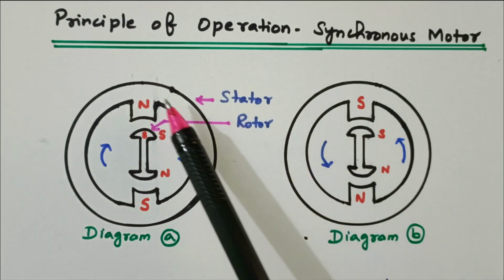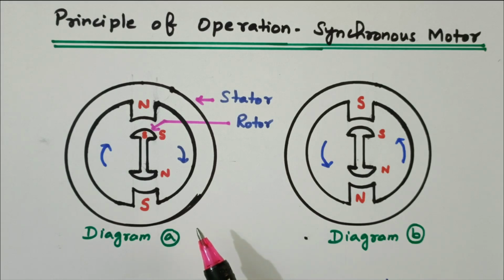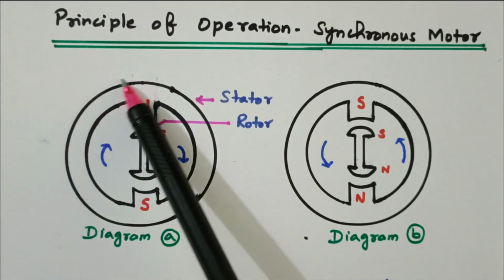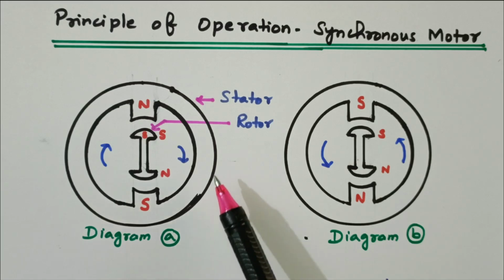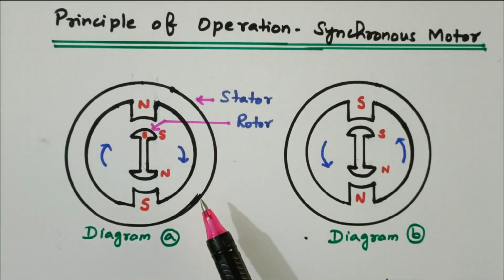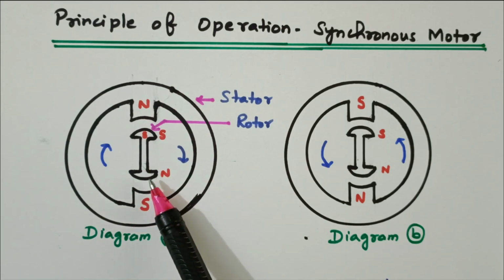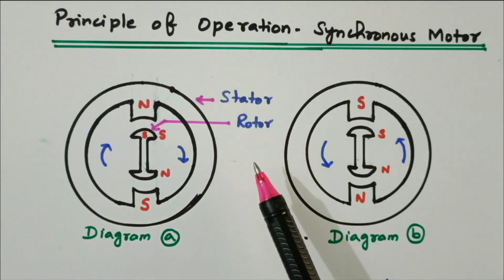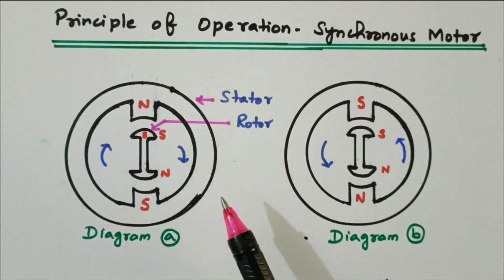Now we'll go to the topic, principle of operation of synchronous motor. In the synchronous motor, we know that we have the stationary stator available that contains the armature winding, and the rotating rotor available that also contains the winding.